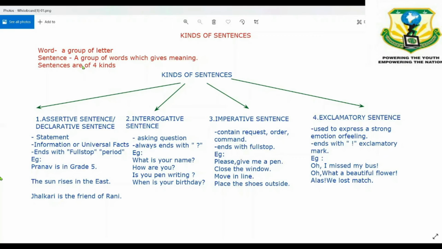And the fourth type is the exclamatory sentence. It is used to express strong feeling, strong emotion. It always ends with an exclamation mark. Oh, I missed the bus. Oh, what a beautiful flower it is. Ah, what a taste. Alas, we lost the match.